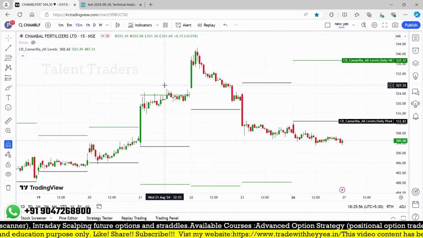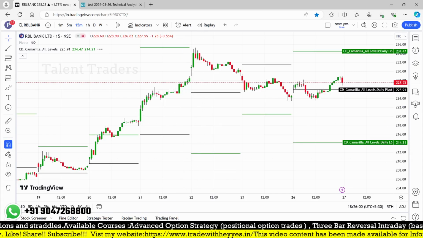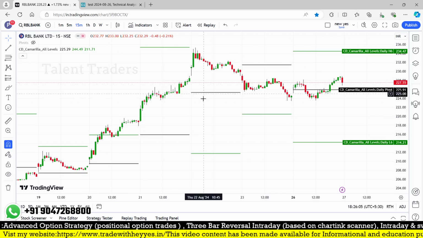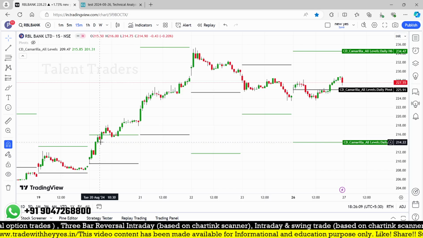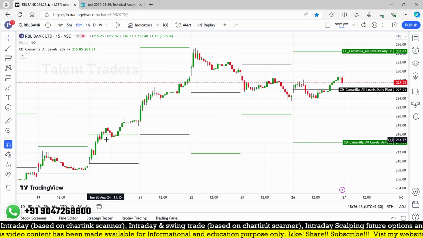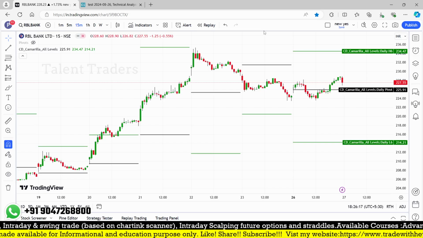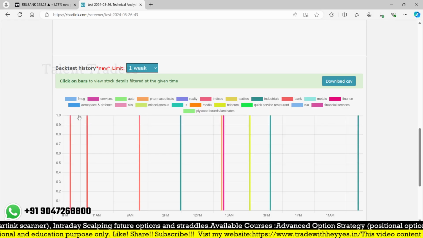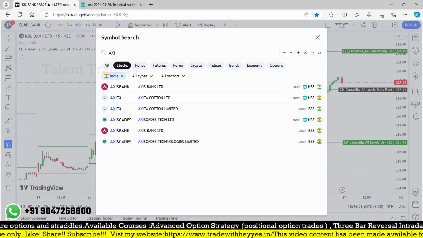RBL Bank on 20th August. Here it may be a stop loss, and after that it was giving such a good result. Maybe we are taking both sides, with a small risk of 1.25. Initially it fails and after that it gives you a result, because breakout is even more powerful and rejection is also more powerful on that level. But we got some good opportunities. And finally, Axis Bank on 16th August.